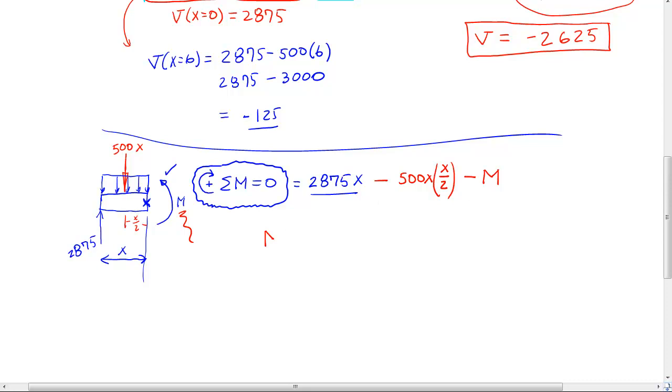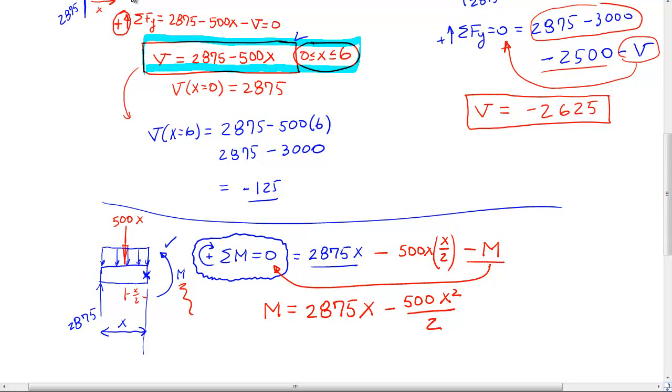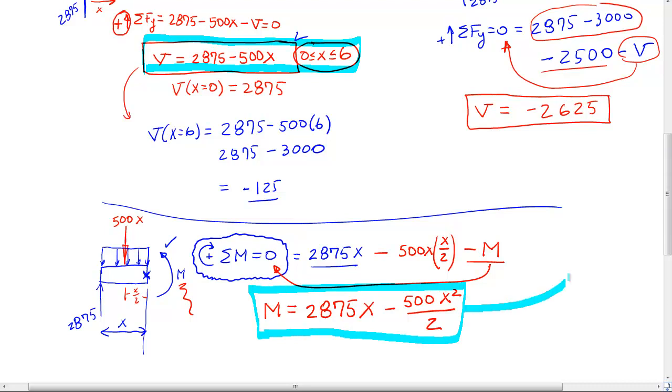Move things around, what do you get? M is equal to, move this to that side of the equation, M is equal to 2875x minus 500x squared over 2. Let's take a look at this. First thing I want to look at is the relationship between this equation and that equation.